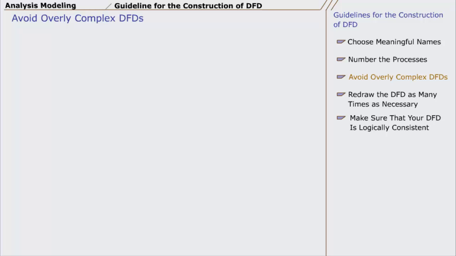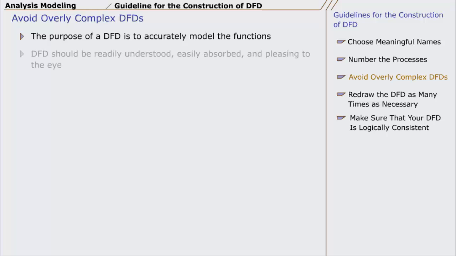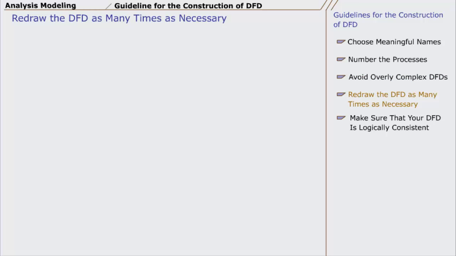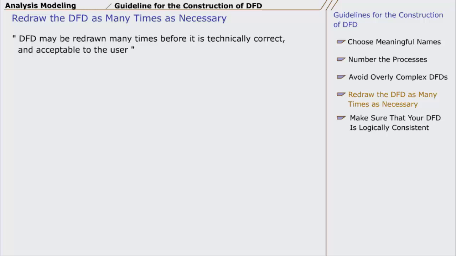Avoid overly complex DFDs. The purpose of a DFD is to accurately model the functions that a system has to carry out and the interactions between those functions. But another purpose of the DFD is to be read and understood not only by the system analyst who constructed the model, but by the users who are the expert in the subject matter. This means that the DFD should be readily understood, easily absorbed, and pleasing to the eye. Redraw the DFD as many times as necessary. In a real-world system analysis project, the DFD may be redrawn many times before it is technically correct and acceptable to the user.